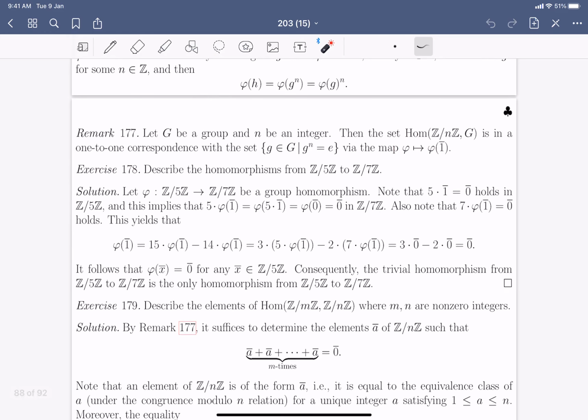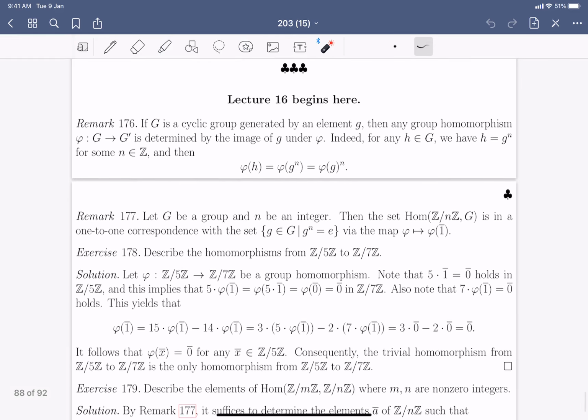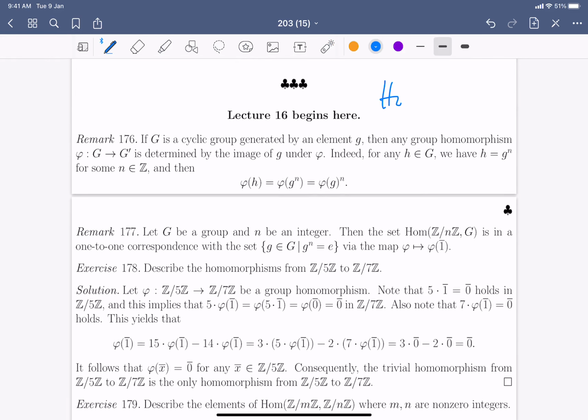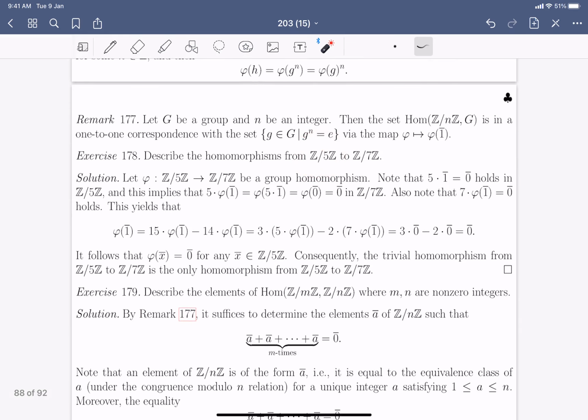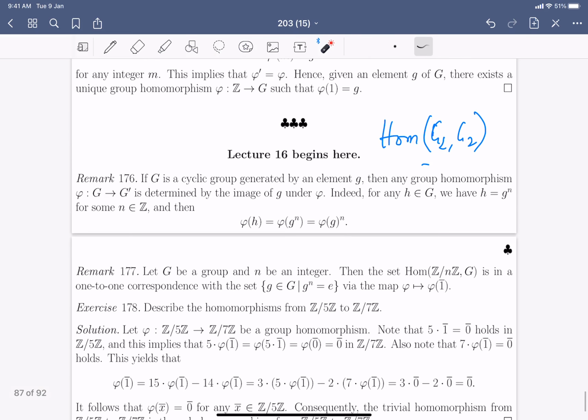Okay, great. And as I remarked at the very beginning, one of the aims of this lecture is to understand hom(G1, G2) for certain specific G1s and G2s. In other words, we are trying to understand homomorphisms from G1 to G2. So let's try to understand all the homomorphisms from Z/5Z to Z/7Z. Of course, as we discussed earlier in the lecture notes, whenever we pick two groups G1 and G2, this hom set is non-empty. Why? Because you can consider the trivial map.